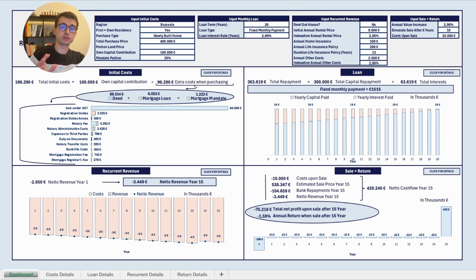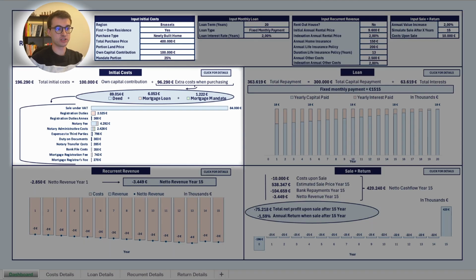There are 4 building blocks you should take into account. For each block, there are a few simple user inputs that are required. The first block is the initial costs. This includes everything that you pay upfront. The property price, the registration, notary fees, bank-related costs. And it's crucial to understand this block because it shows you how much money is needed upfront. And you will see which factors drive these costs and where you might be able to optimize them.